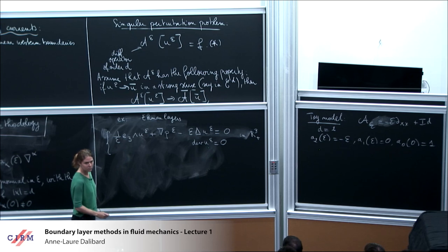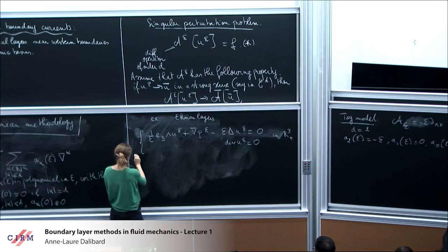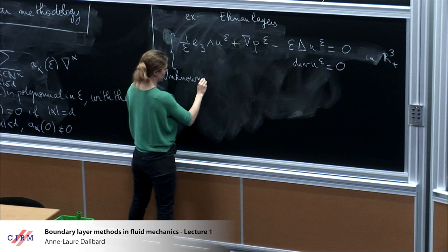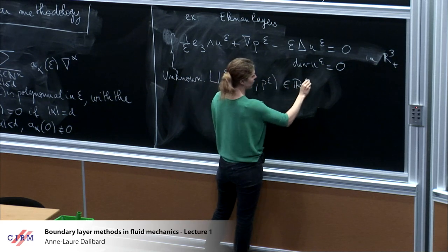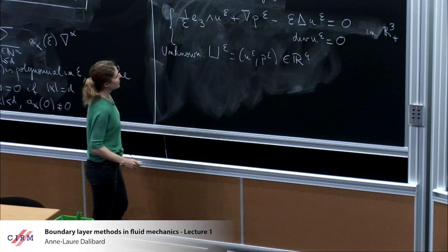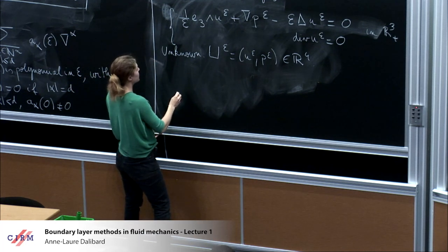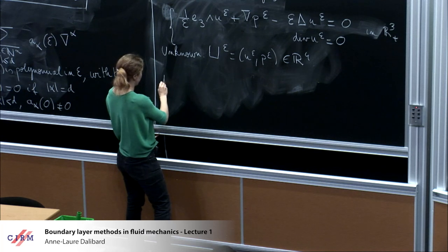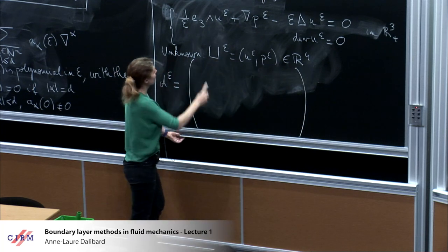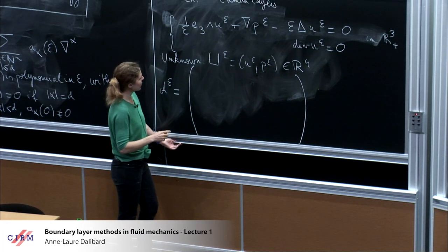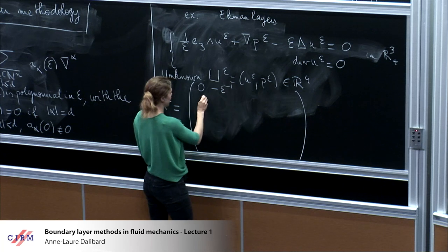Yes, so in that case, your unknown is U epsilon, P epsilon. So this is a vector in R4. And you can rewrite this equation into the following system. A epsilon will be the following operator. So it will be a 4x4 matrix. So first, I'll write the rotation term. So it will be something like that.